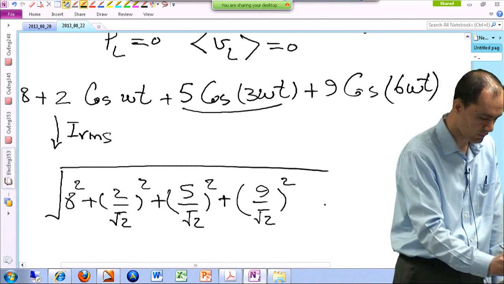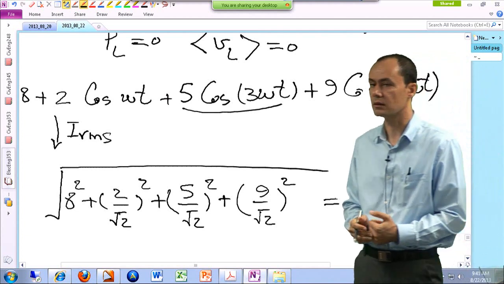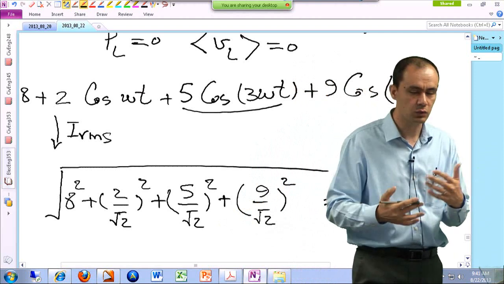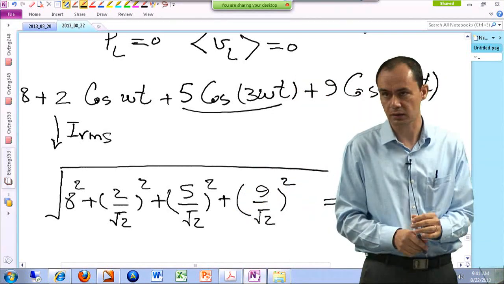I don't have the number for this, but obviously you can easily plug this into a calculator and find the final value. So you don't have to multiply the signal by itself and do all those integrations. You can just use something like that.